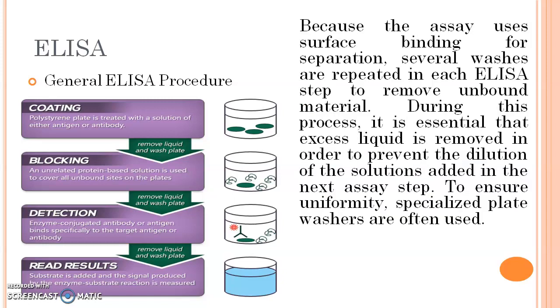Because the assay uses surface binding for separation, several washes are repeated in each ELISA step to remove unbound material. During this process, it is essential that excess liquid is removed in order to prevent the dilution of solutions added in the next assay step. To ensure uniformity, specialized plate washers are often used.